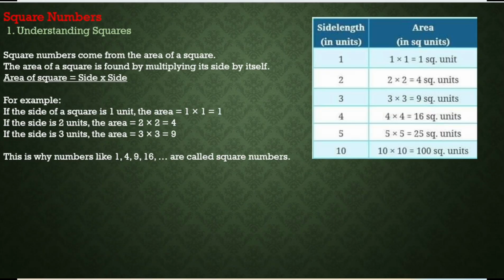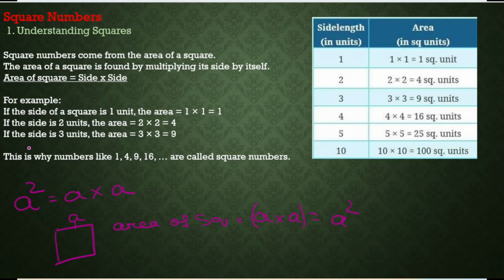So what is a square number? Simple. Square number क्या है? You know square, that means a square. This is a into a. Square number comes from the area of a square. Let the side be a. So area of a square क्या है? A into a, side into side. This is a square. Clear?